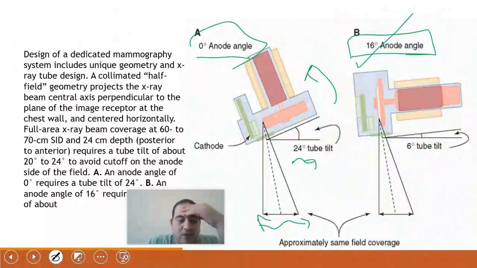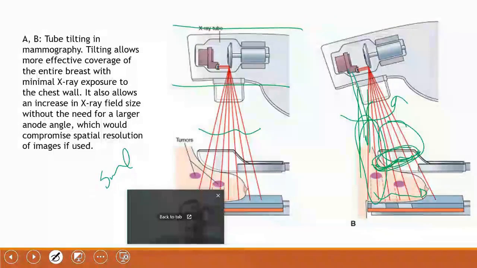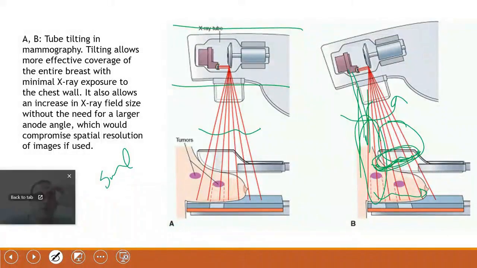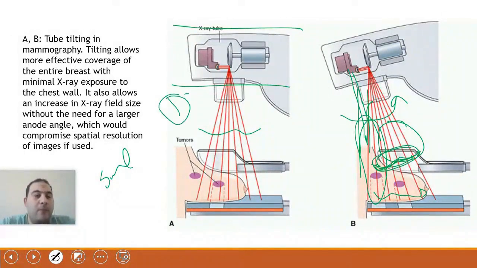Because of the alignment of the tube for field coverage, and for another reason. If I don't do the alignment here, and I take the image of the breast, what do you think? I mean, I can take the image like this. Right. What difference does the alignment make? Why does the angle I changed, or the alignment matter?